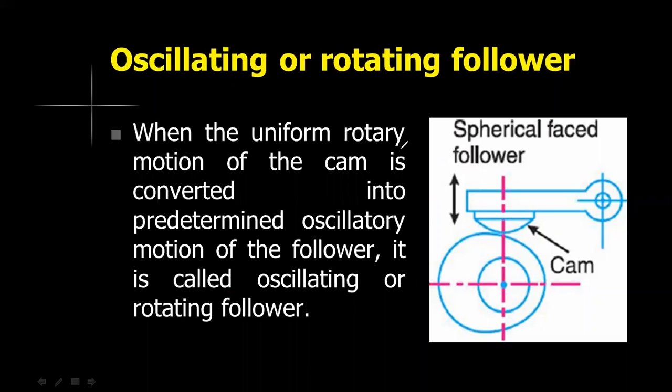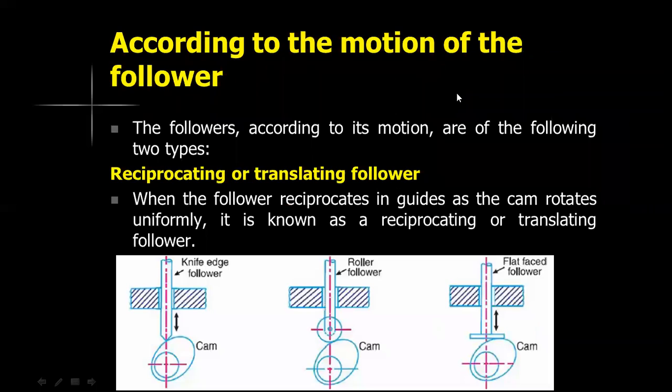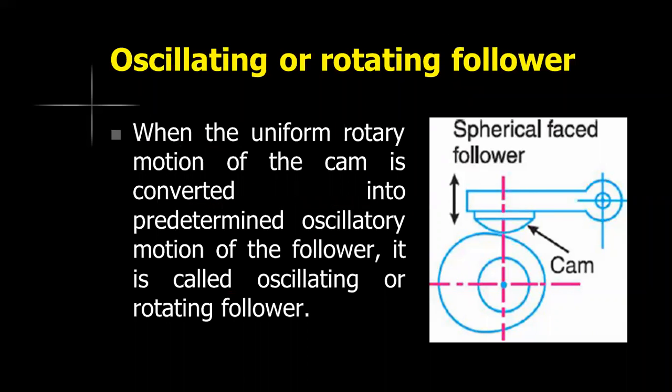Here the output motion is not the reciprocating motion. Instead, we have the oscillating or rotating motion. When the uniform rotary motion of the cam is converted into predetermined oscillatory motion of the follower, it is called oscillating or rotary motion. Here you can see the spherical faced follower. Whenever the cam rotates in this direction, the follower may oscillate. So this is the second classification, based on the type of motion of the follower.